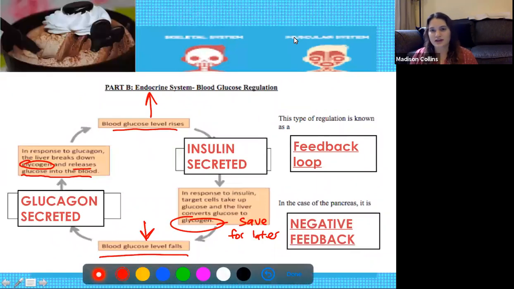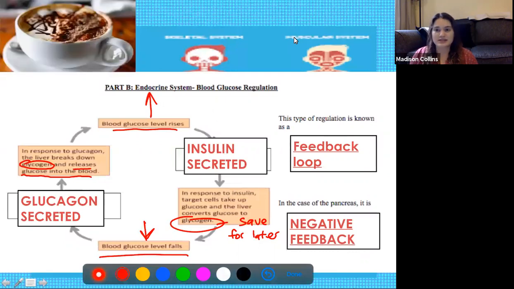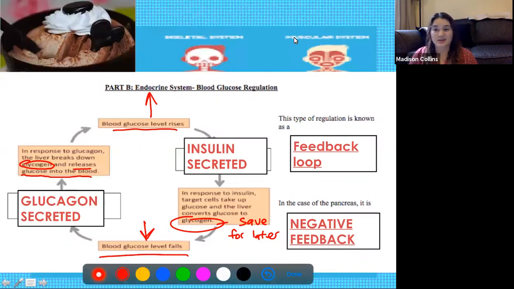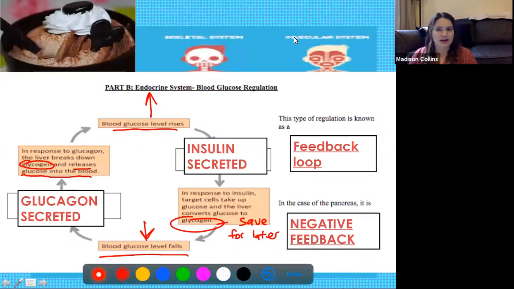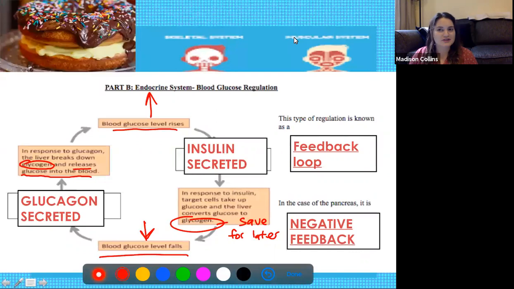Now, when we say this word negative, that doesn't mean that it's bad. This isn't a bad cycle. It's actually good. It keeps us alive. But we call it negative feedback because, well, we'll find out tomorrow.